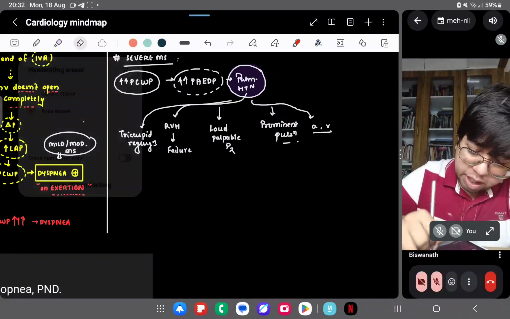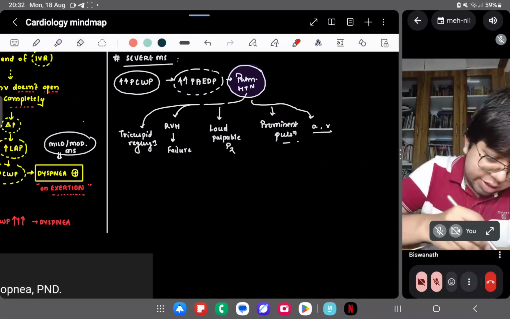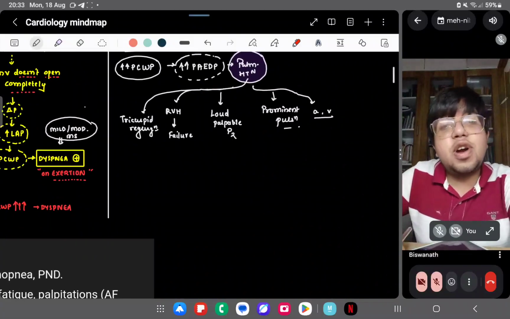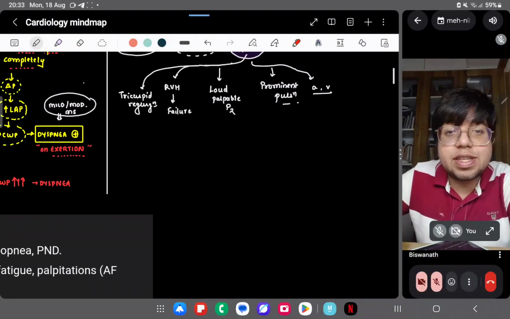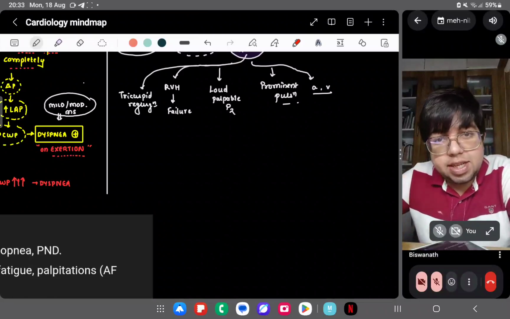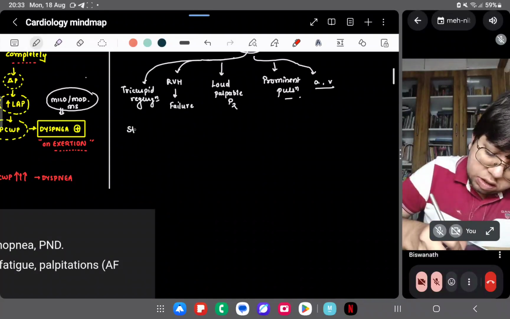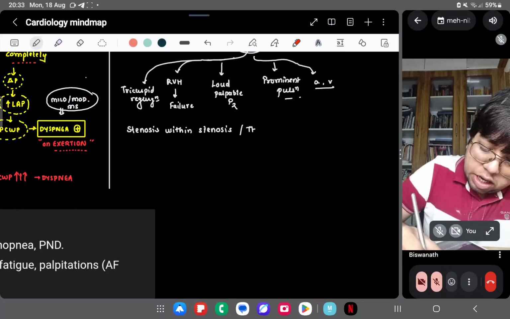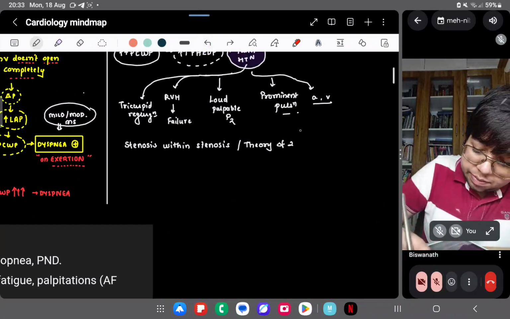Remember, we have a funny thing here. Let me make it cosmetically better. We have something called the theory of second stenosis. So there is a stenosis within the stenosis, or the theory of second stenosis.